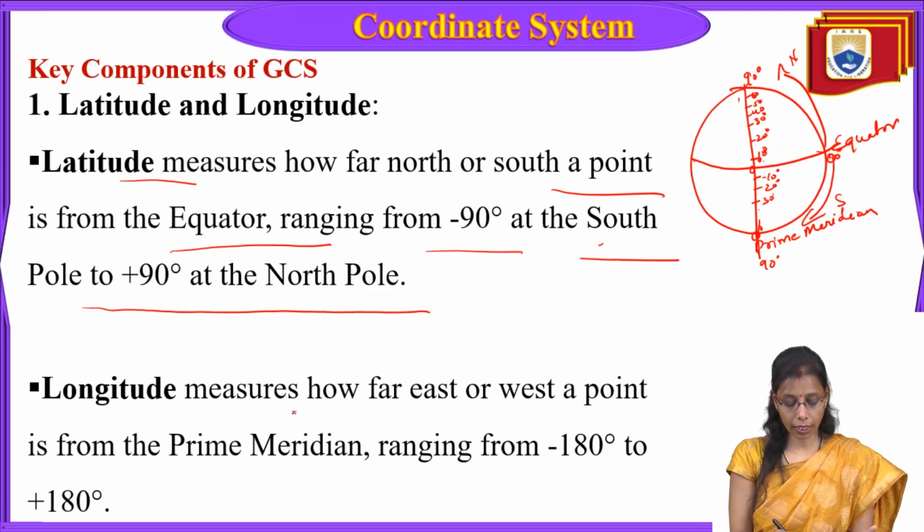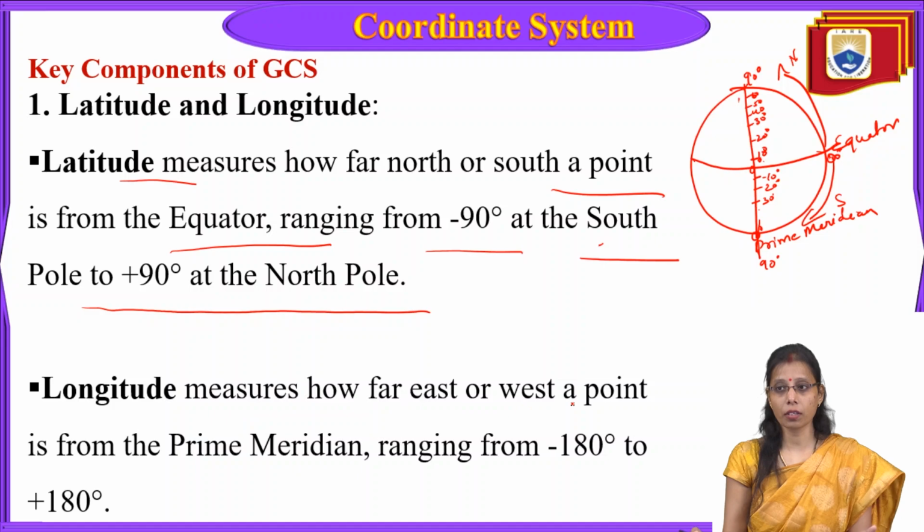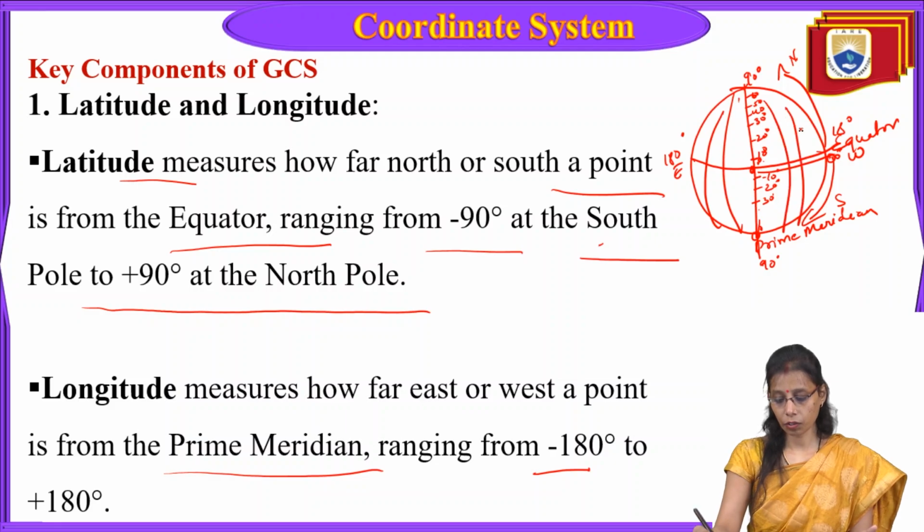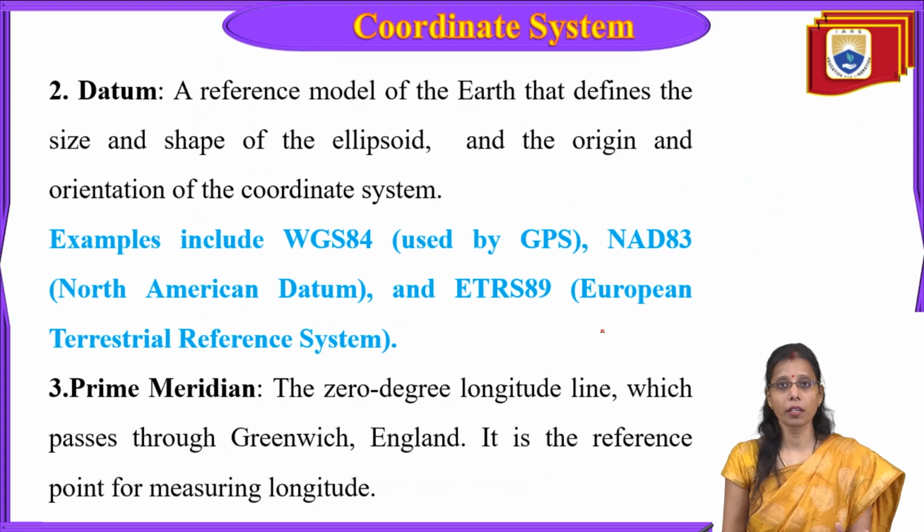Longitude measures how far east or west a point is from the prime meridian. The prime meridian is 0 degrees, ranging from 0 degrees to 180 degrees west, and 0 degrees to 180 degrees east. So how far it is going from east to west. Okay. So this is the prime meridian, ranging from minus 180 degrees to plus 180 degrees.